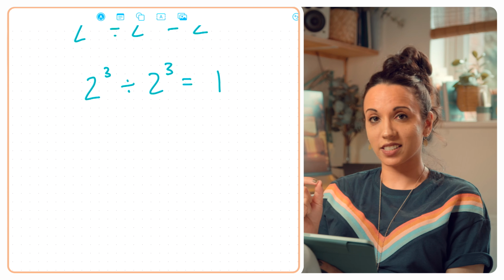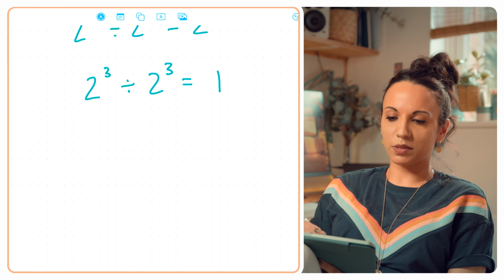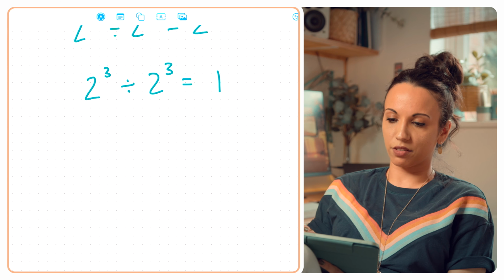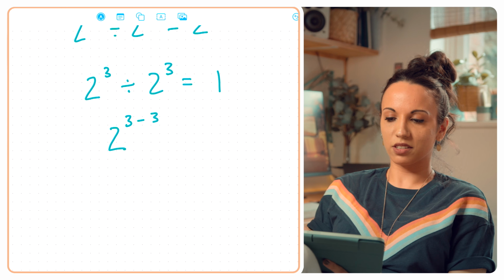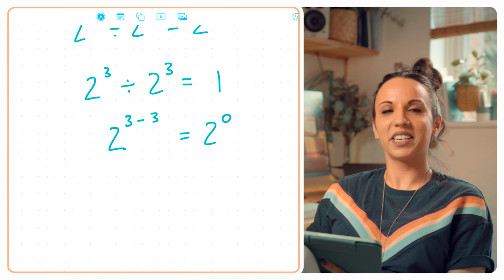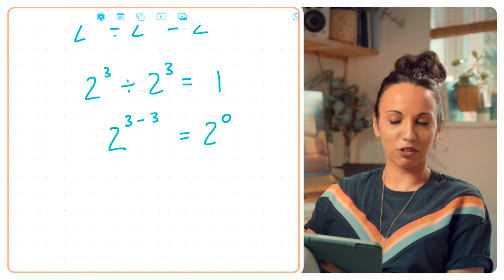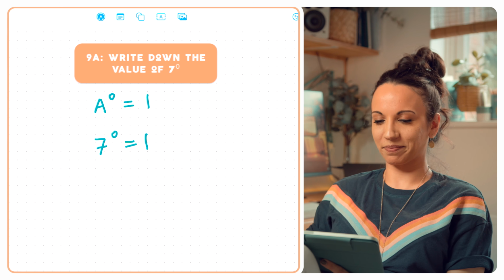But from the laws of indices that we've just managed to work out, we also know that 2 to the power of 3 divided by 2 to the power of 3 is going to be the same as 2 to the power of 3 minus 3, which is 2 to the power of 0. So now we've worked out that a number to the power of 0 is 1. So that's great in case we forget that any number to the power of 0 is 1.